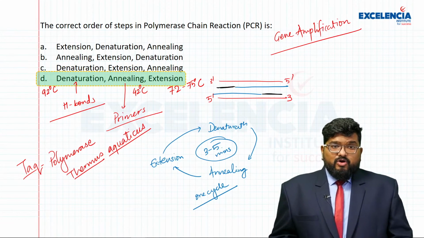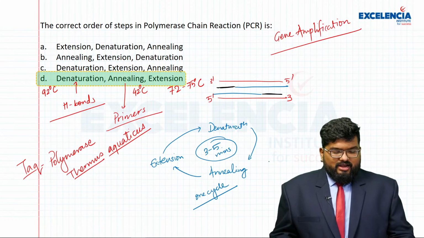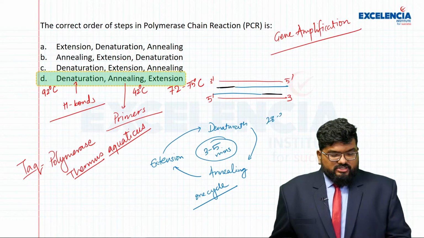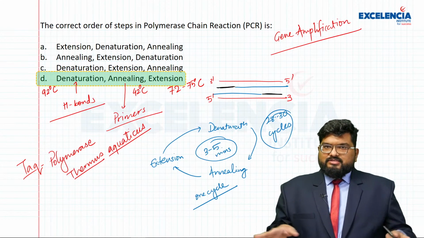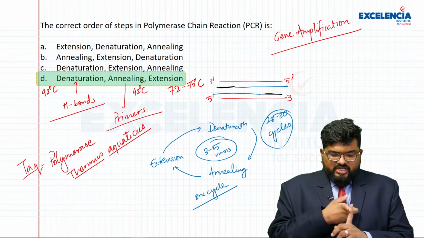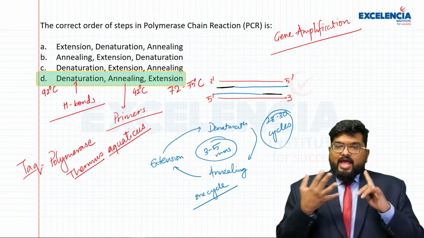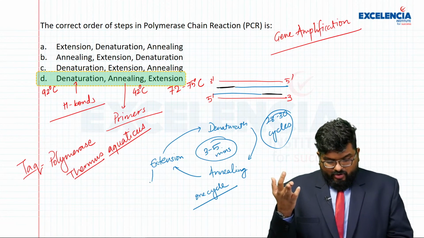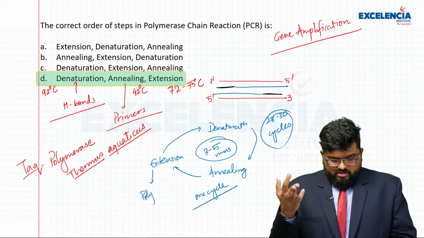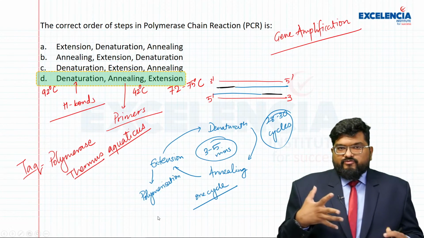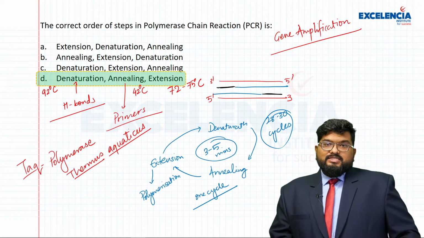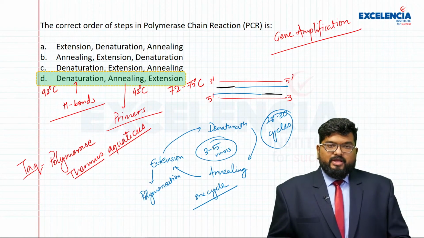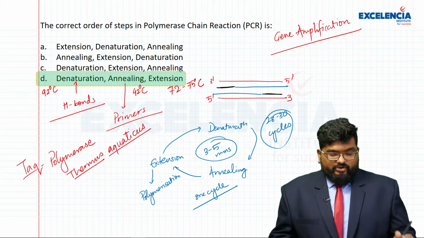And PCR, or polymerase chain reaction, is carried out for about 28 to 30 cycles, because beyond that the reliability of PCR decreases. Okay, so denaturation, annealing, and extension is also known as polymerization, by the way. Okay, so if you come across this term, do not get confused. So extension is also known as what? Polymerization. So this is the sequence of steps in PCR, and that is how we get DNA molecule.